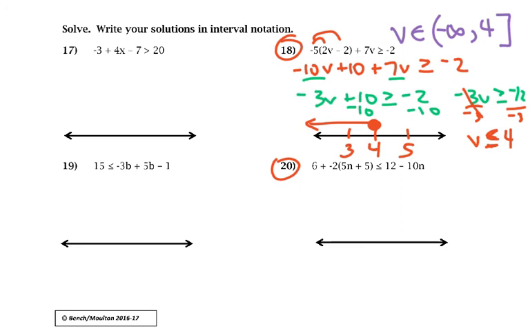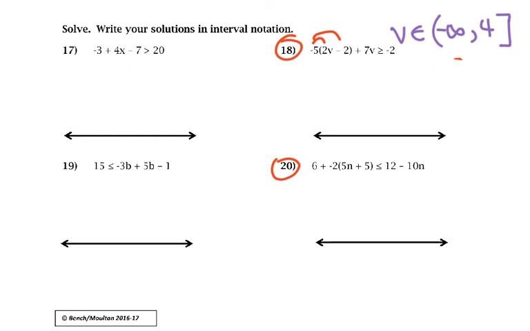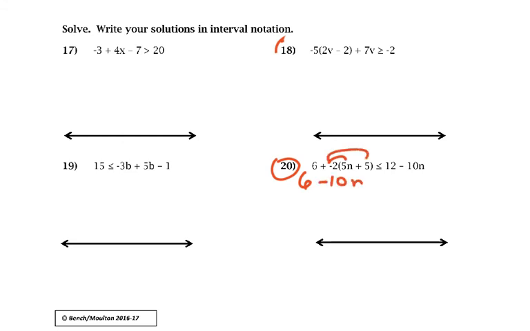Okay, the last one I'm going to do, number 20. I'm going to start by simplifying on the left-hand side. And so we're going to have 6 minus 2 times 5n, which is minus 10n, and negative 2 times 5 is negative 10, less than or equal to 12 minus 10n. On my left, I'm going to simplify those. So 6 minus 10 is negative 4, and then 12 minus 10n.